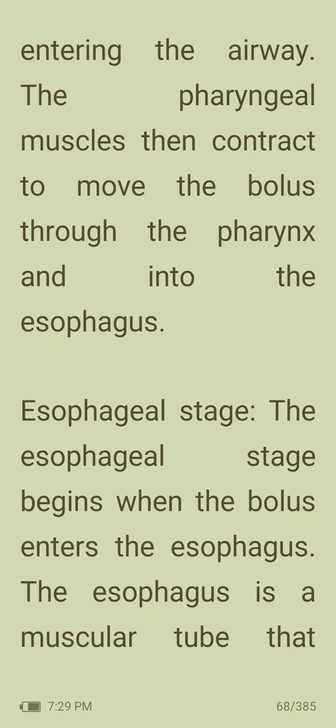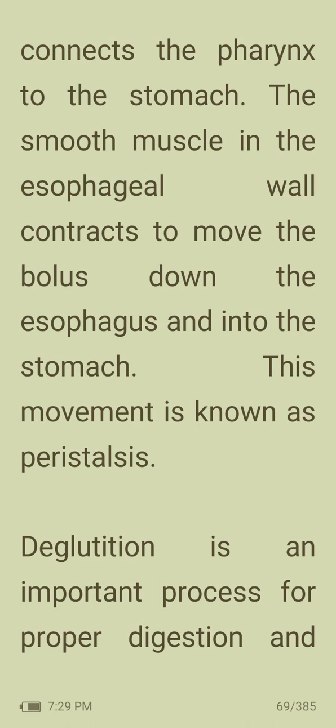Then esophageal stage. The esophageal stage begins when the bolus enters the esophagus. The esophagus is a muscular tube that connects the pharynx to the stomach. The smooth muscle in the esophageal wall contracts to move the bolus down the esophagus and into the stomach. This movement is known as peristalsis.